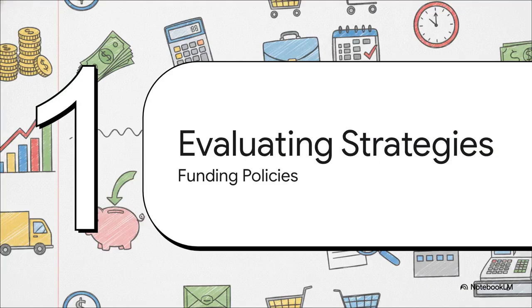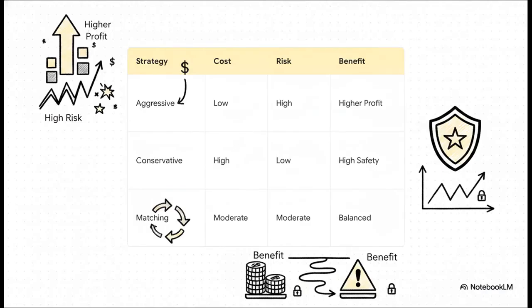And that brings us to Section 4, evaluating funding strategies. Of course, in the real world, not every company plays perfectly by the rules of the matching principle. We generally see 3 primary funding policies: aggressive, conservative, and matching. And as you can see mapped out here, cost, risk, and benefit are totally interlinked. You literally cannot get higher profitability without taking on higher risk. Let's break down how each of these actually plays out in practice.